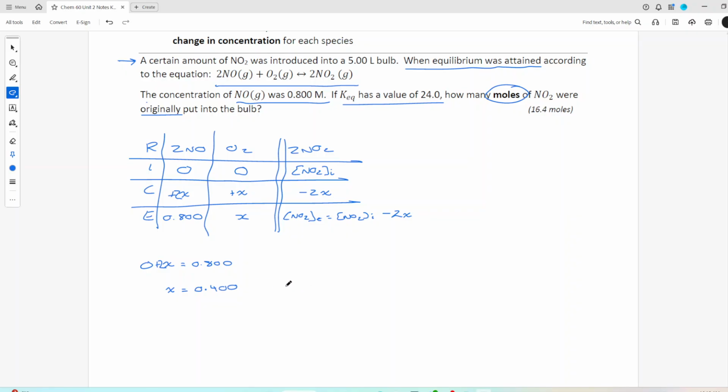So then we know that the change is that this one went up by 2 x's, so it went from 0 to 0.8. The oxygen went up by 1x, so we now know that the equilibrium concentration of oxygen is 0.400. We also know that the equilibrium concentration of nitrogen dioxide is going to be that unknown initial concentration of NO2 minus the 2 x's, so we're going to be minusing 0.8.